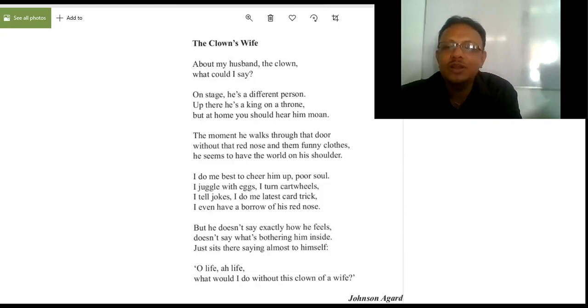He doesn't say what's bothering him inside. So he doesn't reveal his difficulties or grievances to the wife. So there is a need suggested here: once you share your problem or difficulties with a very close person, your burdens will go away. But here the clown is a different person. He doesn't do that. He just sits there saying it almost to himself.